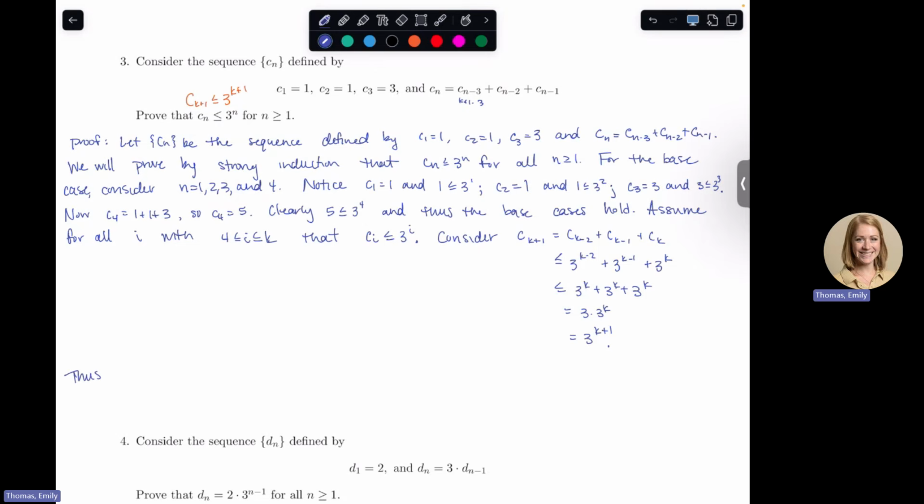So C sub k plus 1 is less than or equal to 3 to the k plus 1. We have shown by induction that C sub n is less than or equal to 3 to the n for all n greater than or equal to 1.